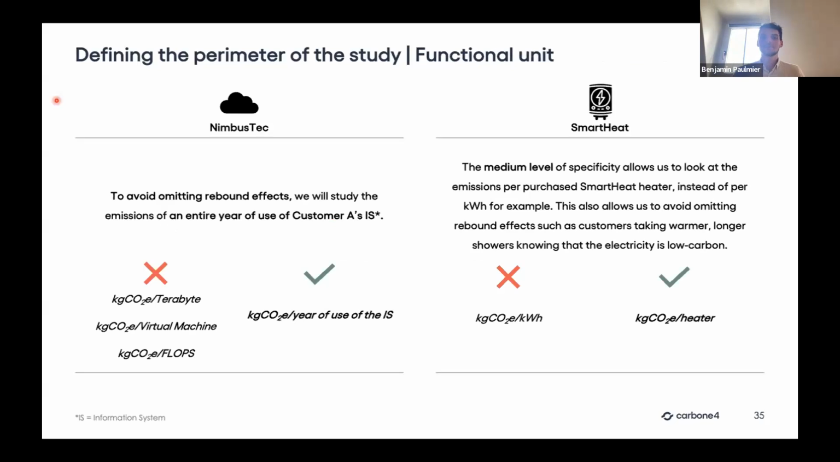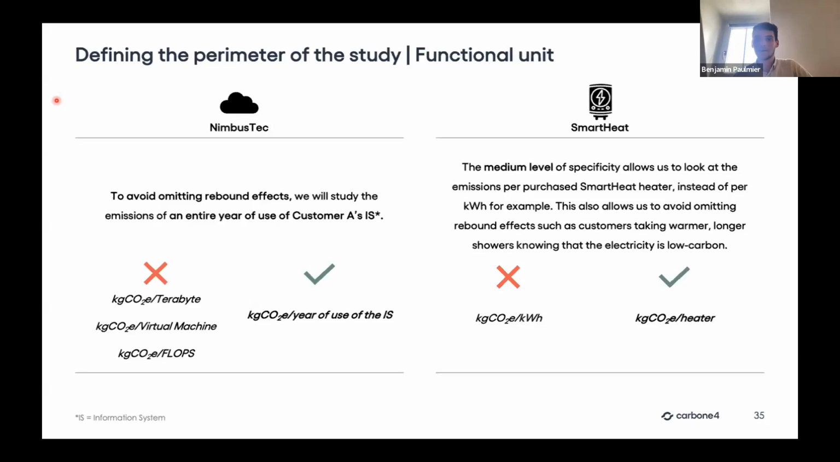So we're not going to say Nimbus Tech emits some kilograms of CO2 per stored terabyte or per virtual machine deployed or per any type of computing capacity, because that would invisibilize potential rebound effects where the number of terabytes stored just grows 3 or 4-fold, and absolute emissions grow, but in intensity they don't. So to avoid all that, we are simply going to take the whole perimeter, whole picture, and look at the emissions occurring during a full year of customer A's existence of their information system.